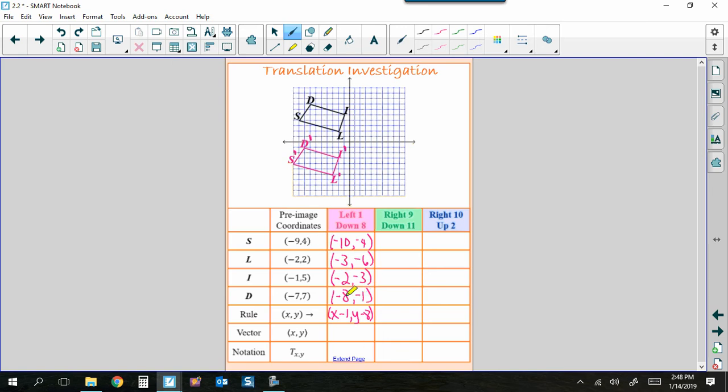So you can see by using the rule, you get these 4 coordinates. Those are the same 4 coordinates that I got initially by just counting on the graph. So it is really up to you with your comfort level what you prefer.